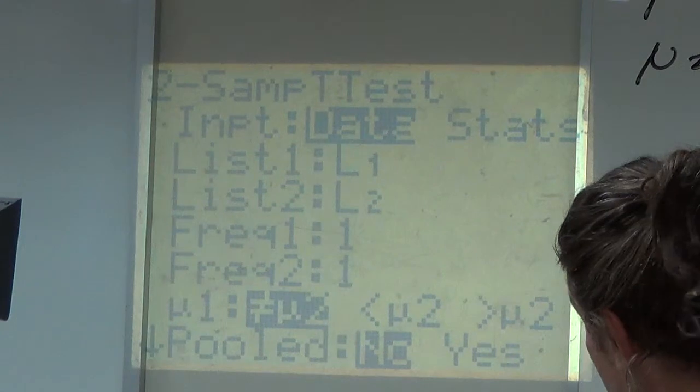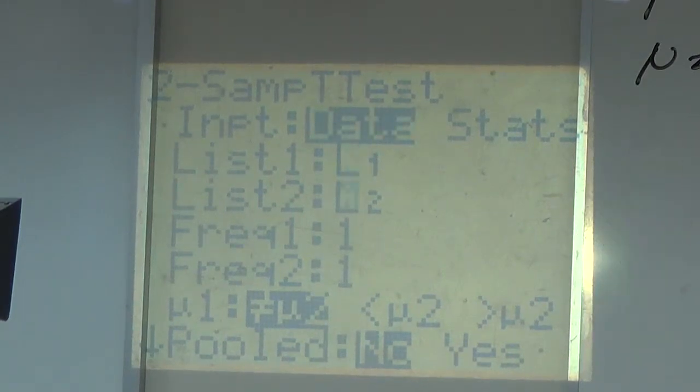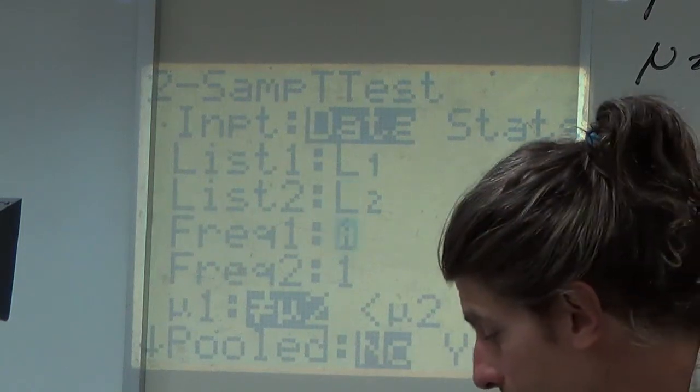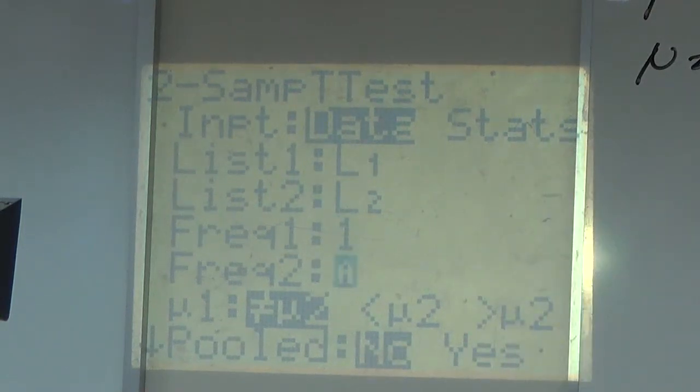List 2, actually mine's set up pretty well. List 2 is your V-break data, L2. Its frequency is 1, because again, it's raw data. All you got to do now is pick the right sign. We got does not equals, we got less than, and we got greater than. It's definitely greater than, that's why I had you write this down, so you know what to pick.